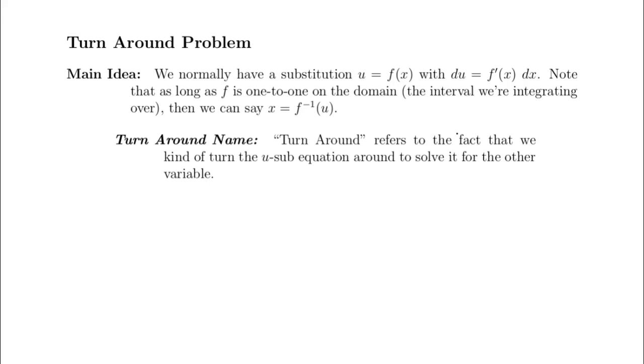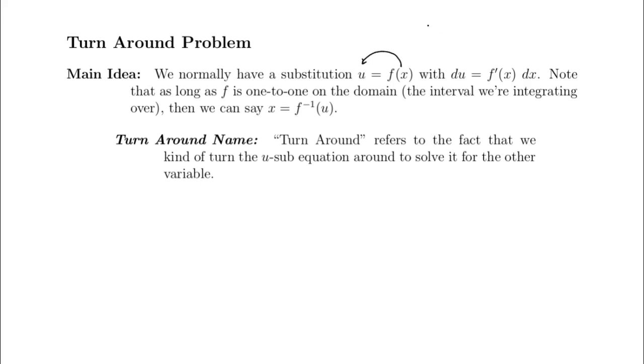Here's the main idea. When we do a substitution, we normally have some function of x that we pick, right? u equals f of x. And then we set du to be f prime of x dx, just by the definition of differentials. What we'll notice is that as long as f is one-to-one, then we can invert that function. We can solve this for x by just using the inverse.